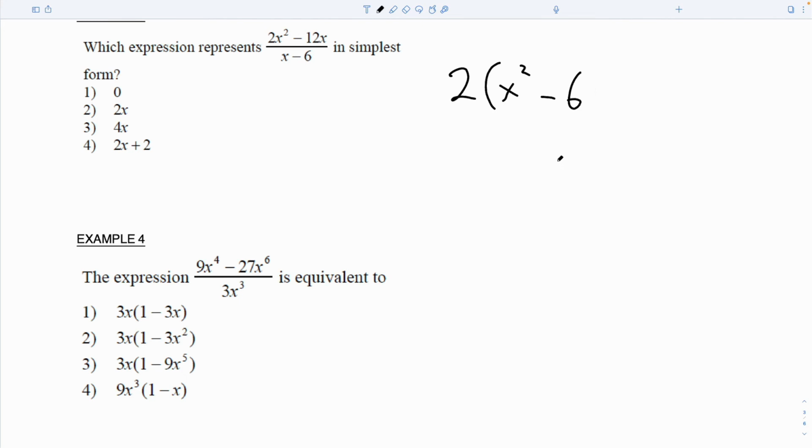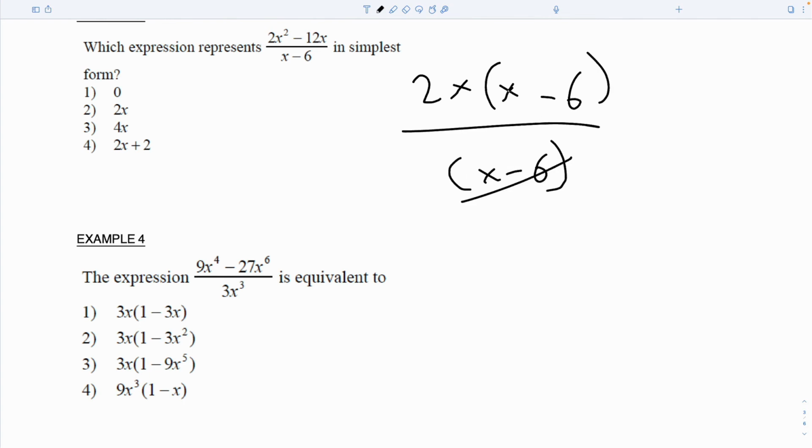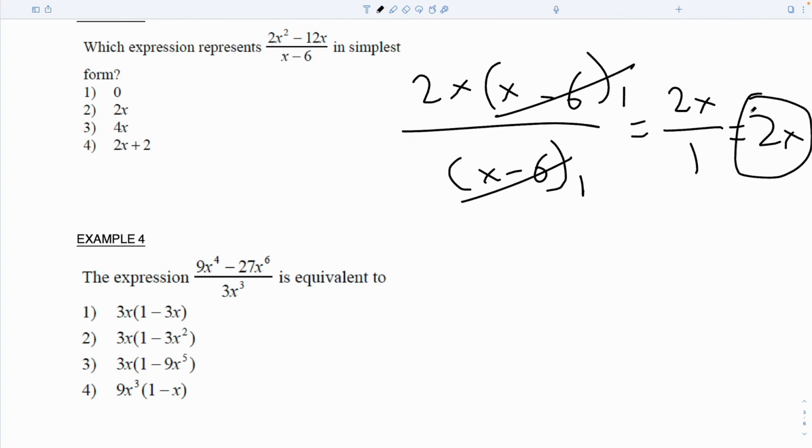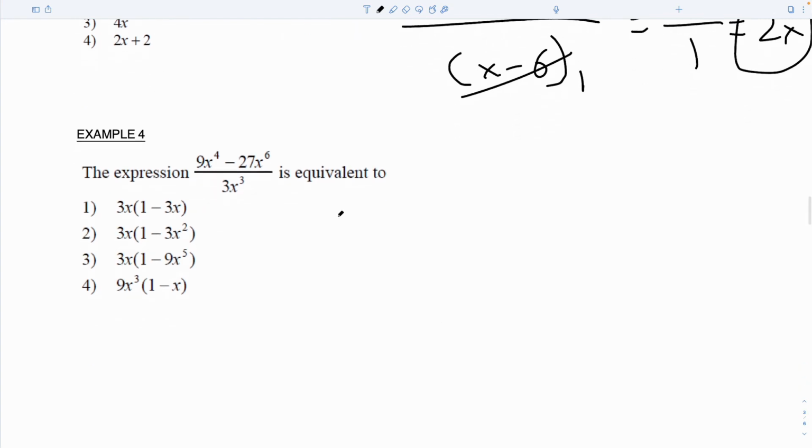Beautiful. The 2 and the x can be pulled out because there's a 2 and an x in both terms. 2x would turn into x on the inside minus 6. X minus 6. Cross out the x minus 6 and x minus 6. It leaves 1 and 1 really, which is just 2x over 1. If you have any number or variable over a 1, it's just itself. 2x is the answer. Last one.